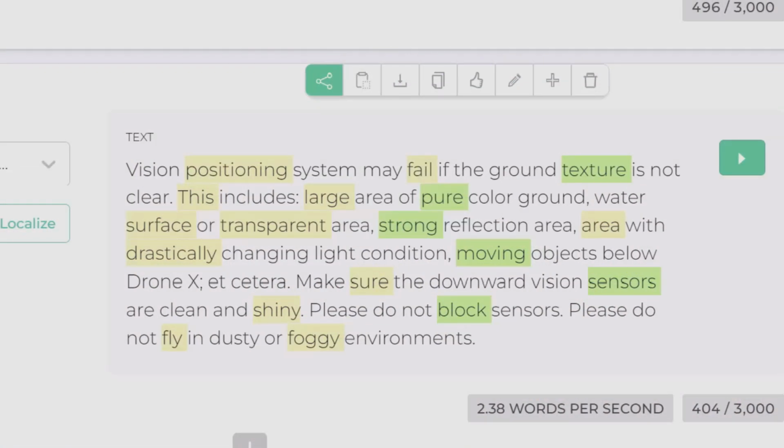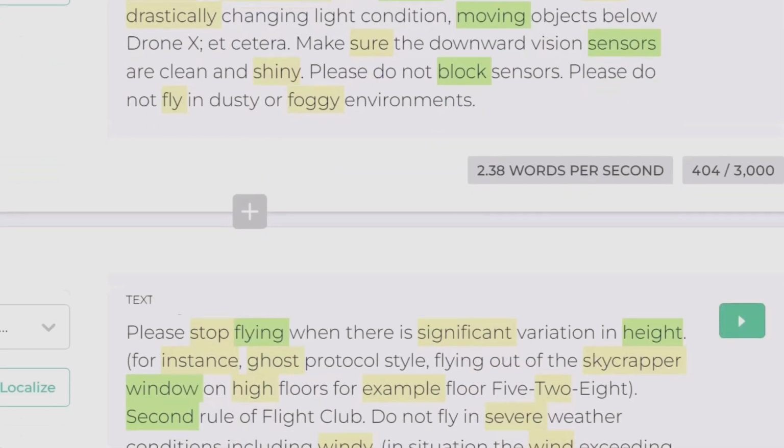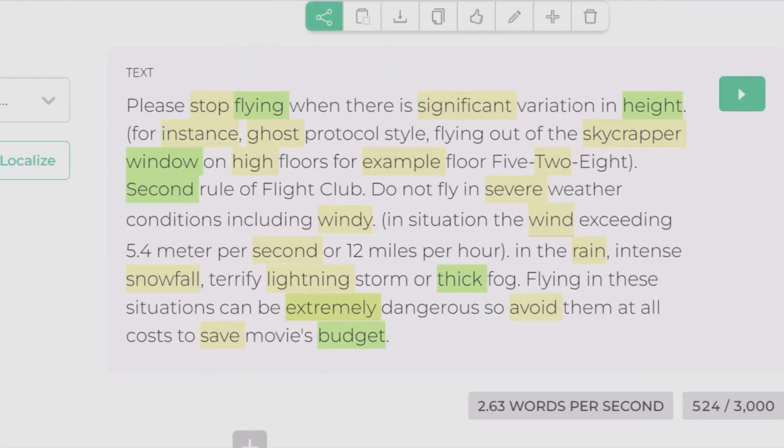Make sure the downward vision sensors are clean and shiny. Please do not block sensors. Please do not fly in dusty or foggy environments. Please stop flying when there is significant variation in height. For instance, Ghost Protocol style, flying out of a skyscraper window on high floors, for example floor 5 to 8.